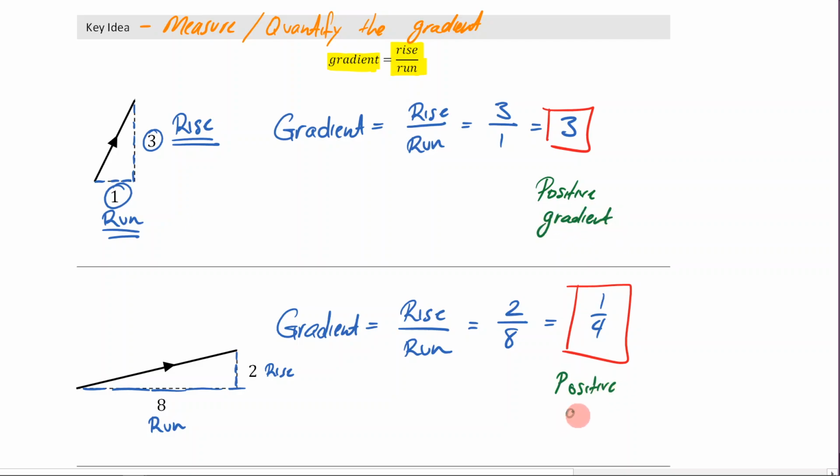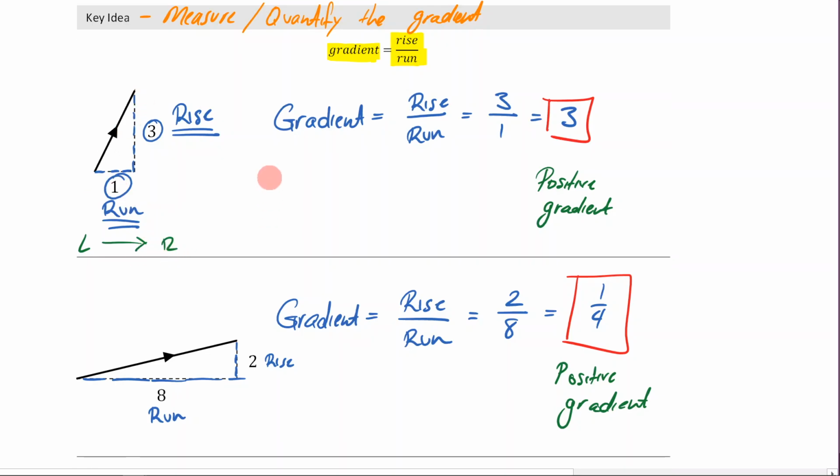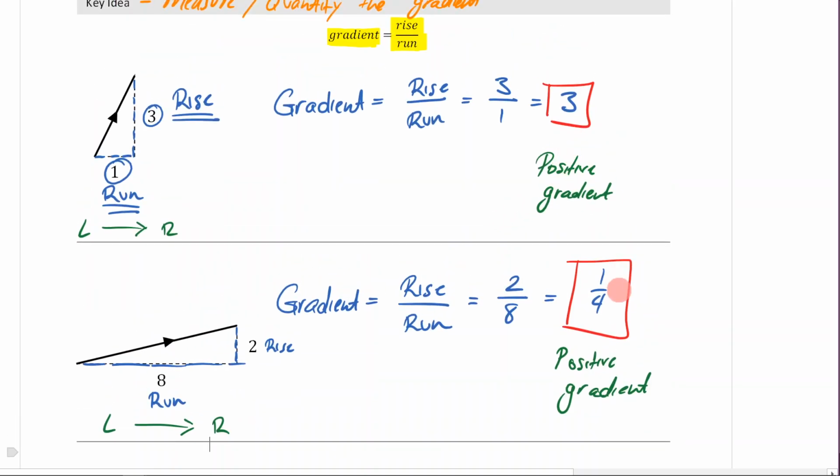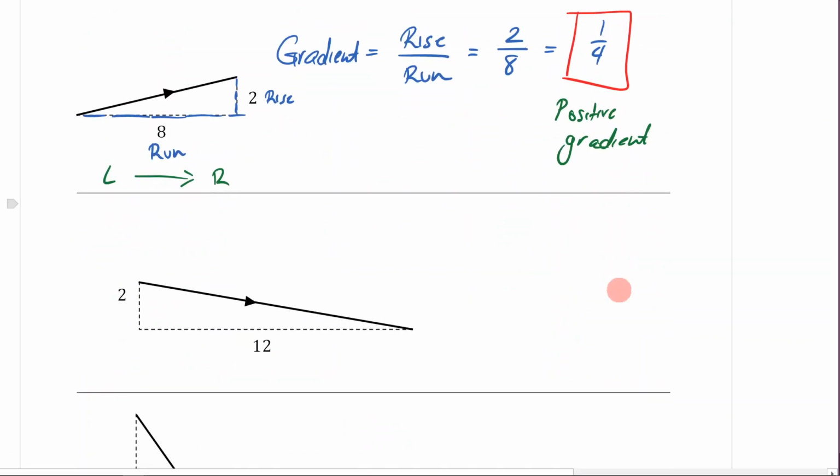Positive gradients. They were both positive, so they don't have a negative in front of them. And that makes sense because as you're moving from left to right here, you're going up. As you're moving from left to right here, you're going up. So it made sense that our answers were also positive. Let's now move on to the next one.